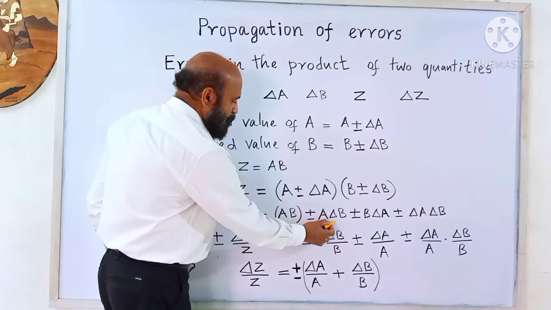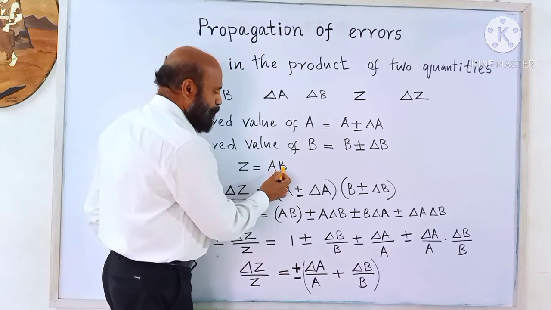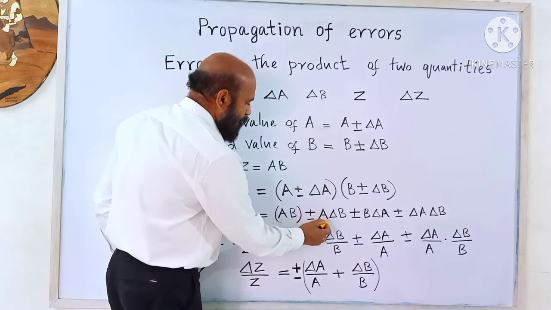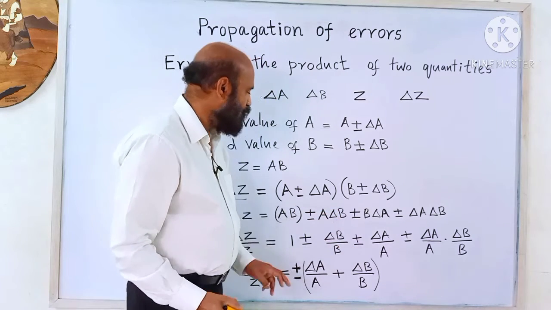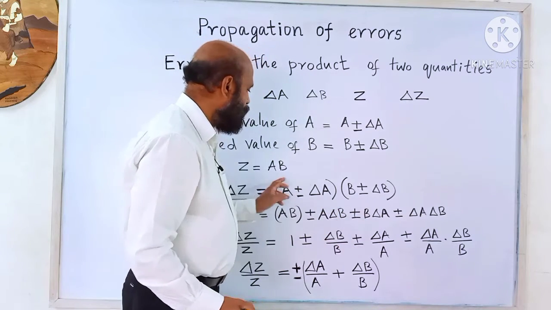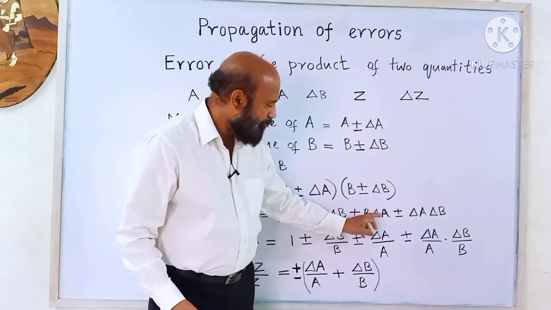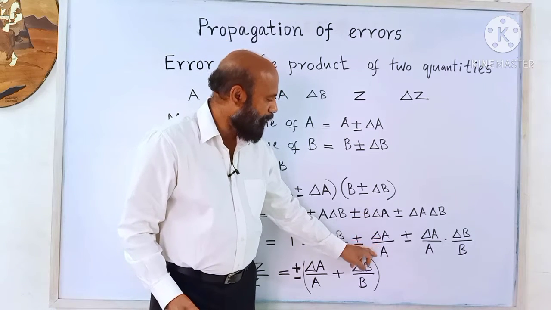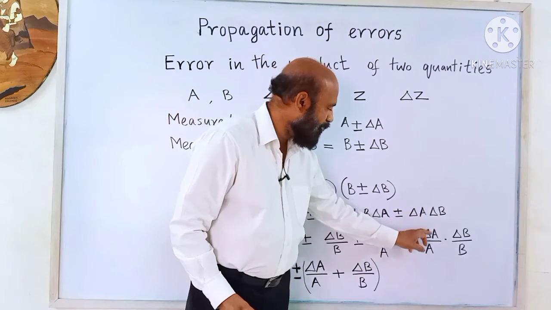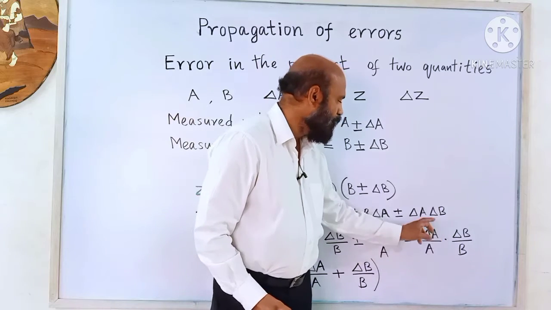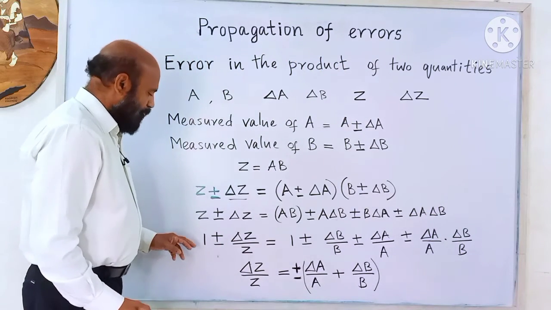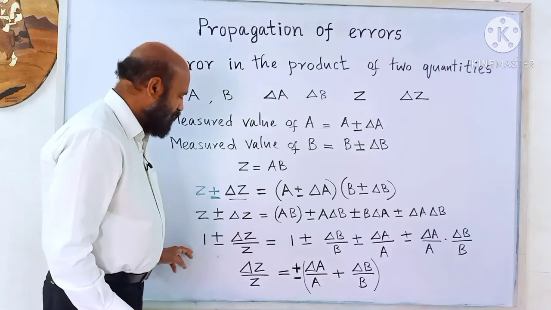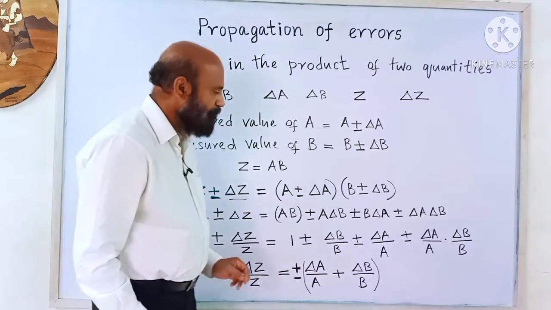When you divide this term by AB, A will get cancelled. So delta B by B plus or minus. When you divide this by AB, B will get cancelled. So delta A by A, then plus or minus delta A by A into delta B by B. Now this one and this one will get cancelled.